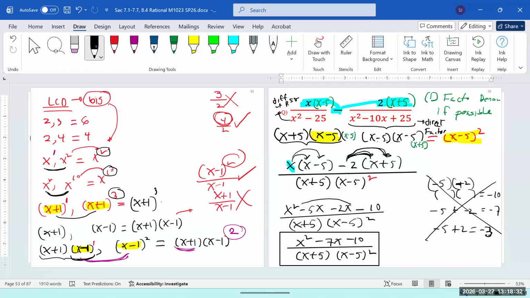You should always check whether it's factorable or not. And that's how we do addition subtraction. And you're done with addition subtraction.